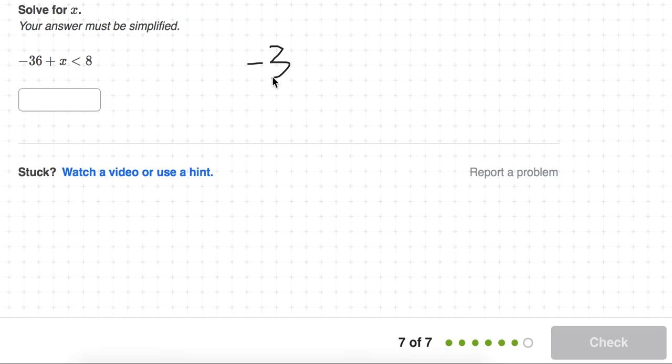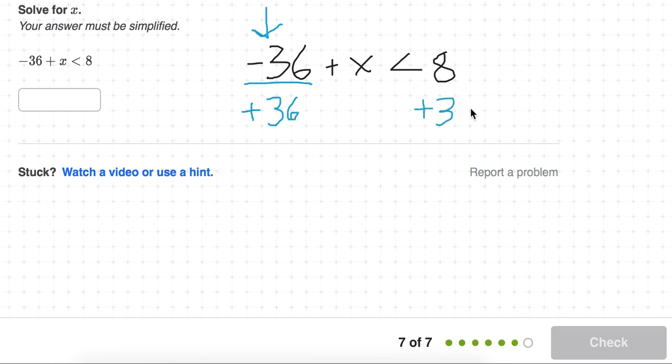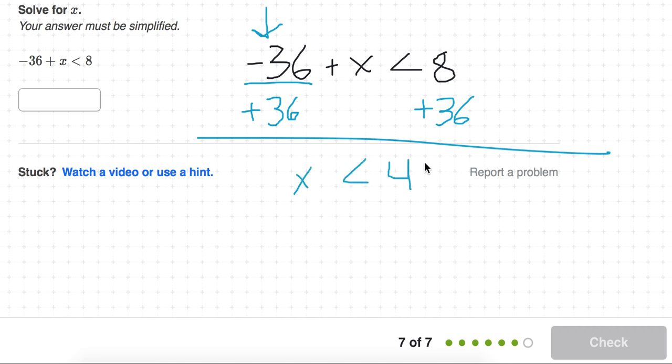Here, this is a good one to look at. We're going to add 36 to both sides. And the reason we're going to add 36 is because this is a negative 36. So to get rid of it, to get it to 0, we have to add 36 to cancel it out. So we get x is less than 44.